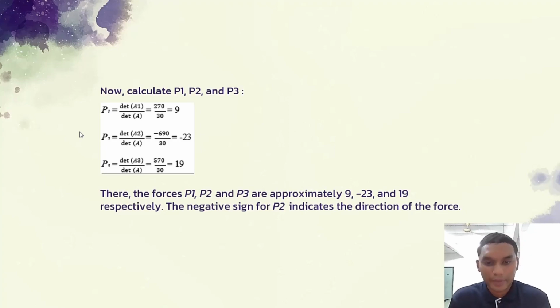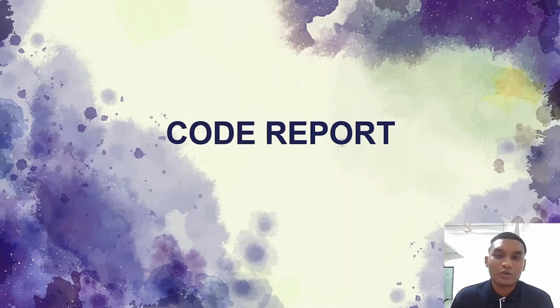Therefore, the forces P1, P2 and P3 are approximately 9, -23 and 19 respectively. The negative sign for P2 indicates the direction of the force. So this is how I calculated using our manual form. Now next I will pass it to Lakshman to explain the coding part.